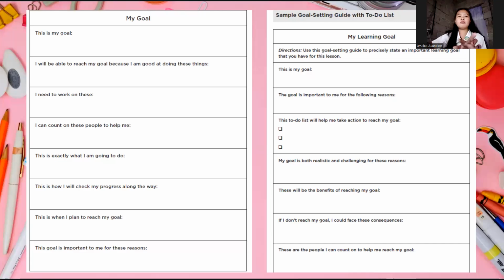These two tables, the teacher can use in discussing goal setting, and can use as guides to provide goal setting. This one is "my goal," just the specific goals there. And in this other one, there is a to-do list.